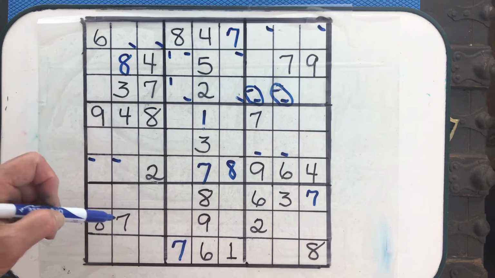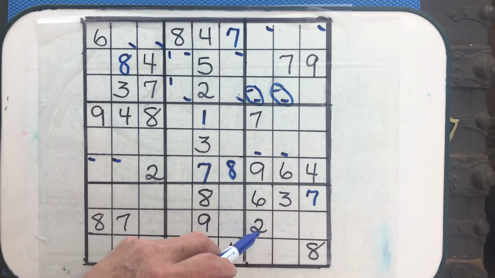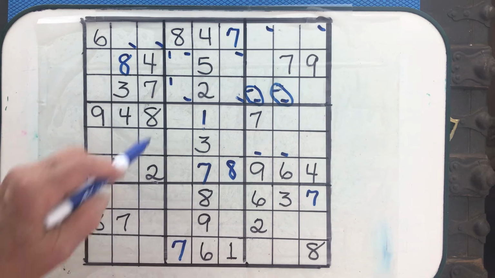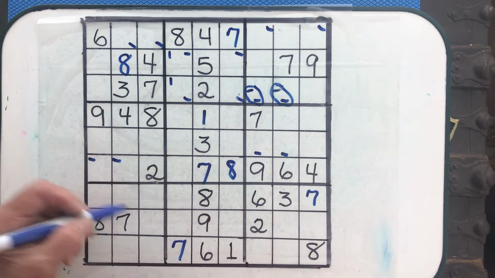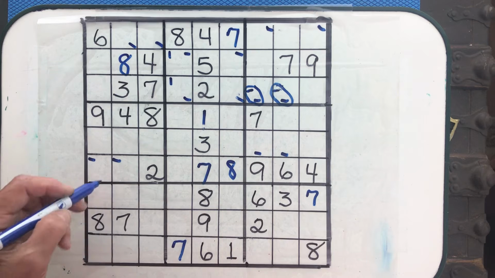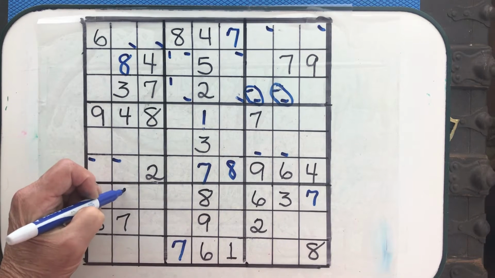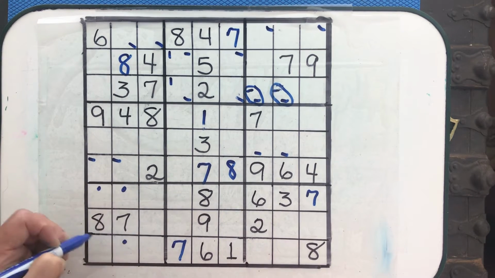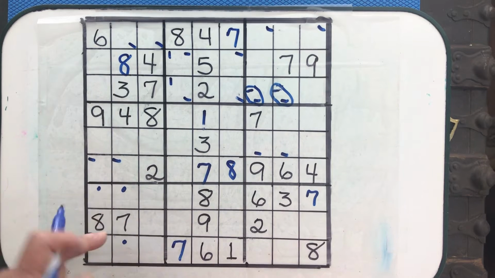I have a 2 going here, a 2 going here. So it could be here, it could be here, it could be in this row, or it could be a row. Since it's in different rows, I'm going to put my dots.